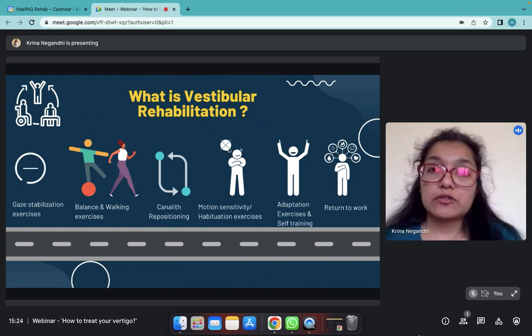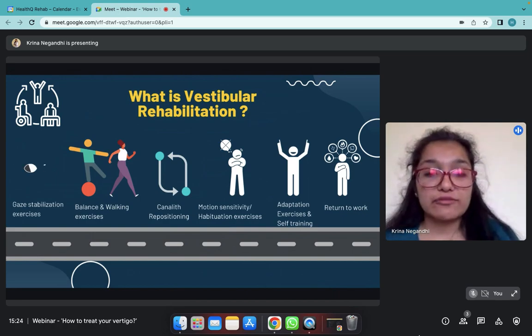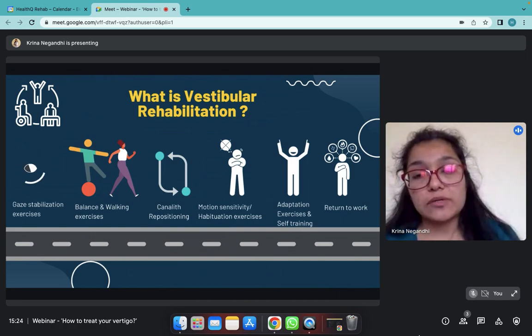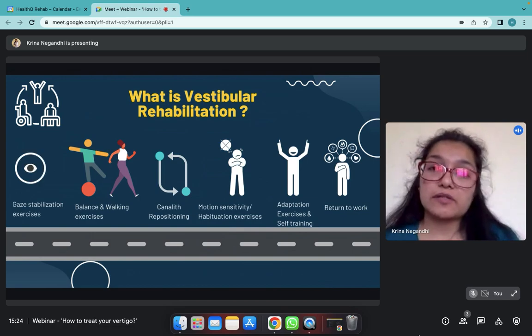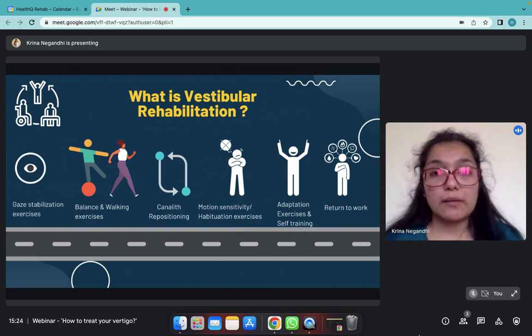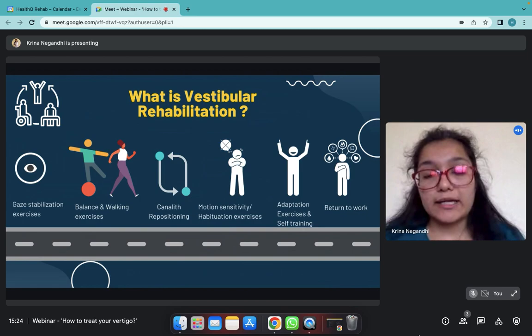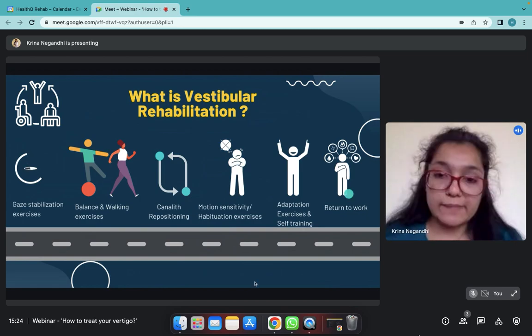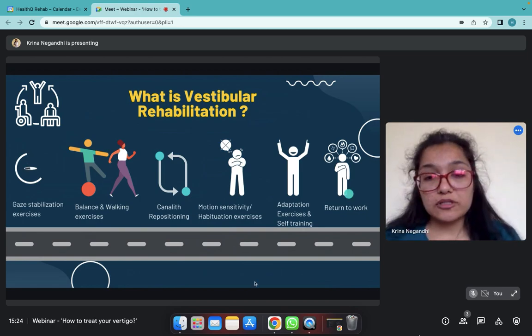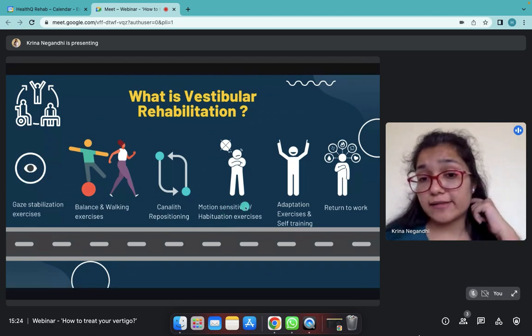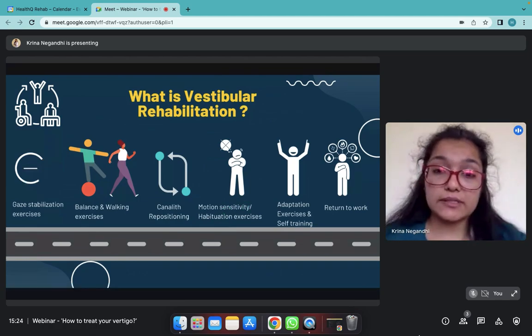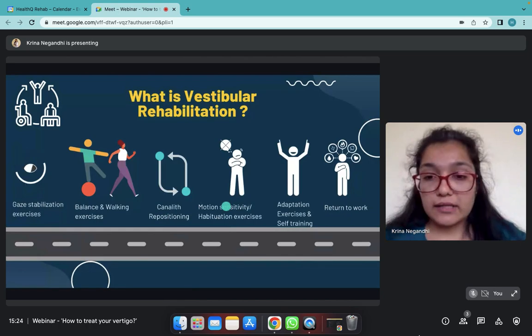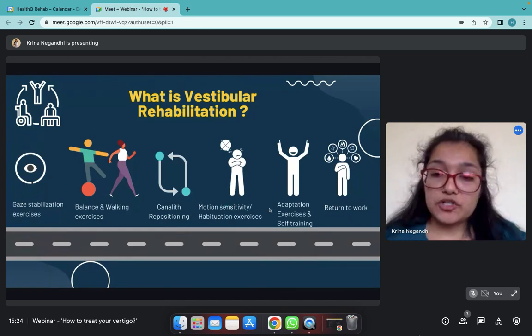Also, I would like to add one more point: checkups and follow-up of such patients can be done so that the patient is self-trained with all these maneuvers, and whenever the patient returns with this symptom, they are able to attempt the self-maneuver in acute attacks. Hence, motion sensitivity and habituation exercises can also help the person in practicing at home.